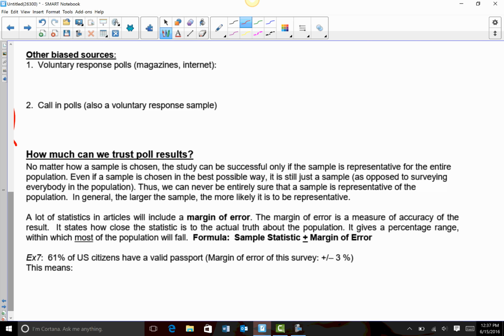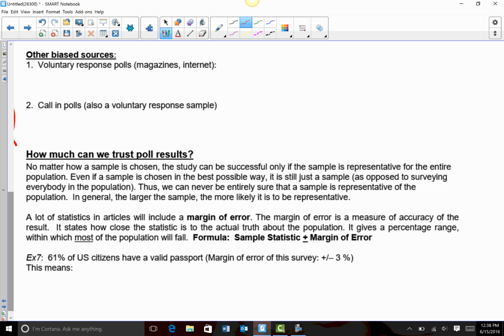If you think about it, with both of these, you get to choose yourself. And with the voluntary response polls, many of them being with magazines and internet, that's going to exclude people that don't subscribe to that particular magazine, or it's going to exclude houses or people that don't have access to internet.